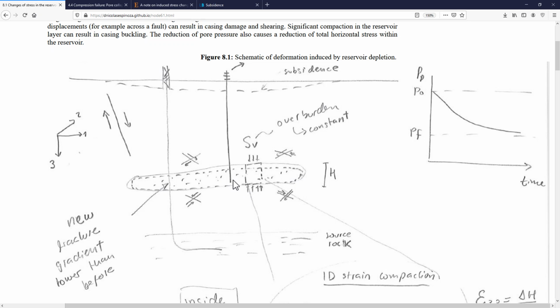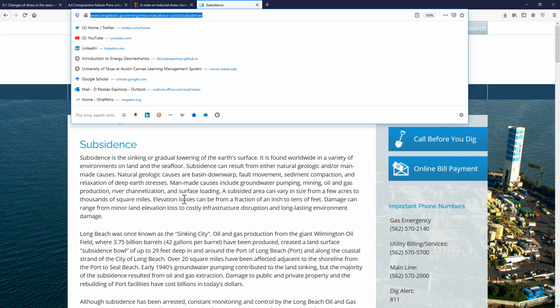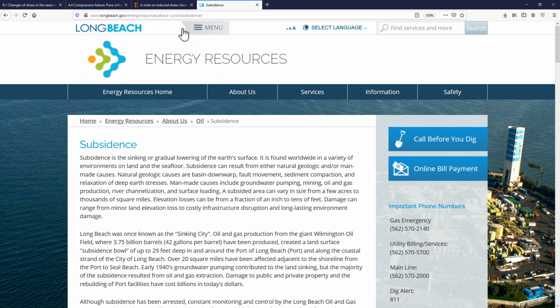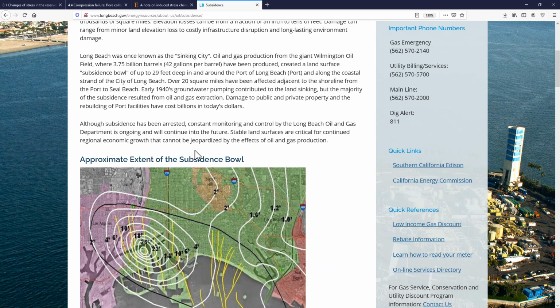Sometimes these changes of pressure are so large that they can induce significant deformation. And here I have an example about that. This is a great web page, a great summary about the consequences of subsidence whenever the problem is not very well controlled. But in this case, it was controlled after some time. I'm going to provide this link over here, and you will see that it's a very nice guide. It has some very nice pictures.